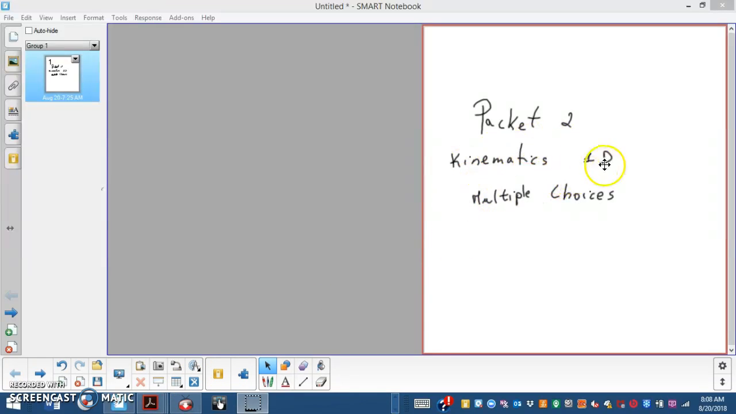Packet 2, kinematics 1D, in one dimension. The multiple choice is part of it. In here, I will try to show you every single step that I took in order to answer those questions. Because the multiple choices, like I asked you, yes, you can just circle the answer, but what I am looking for is the way you actually are able to reach that particular answer.